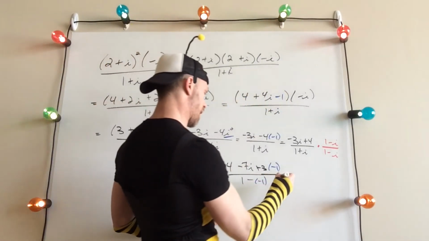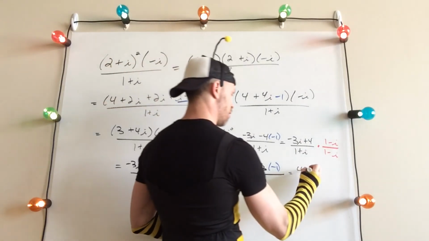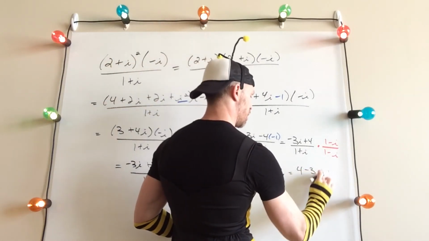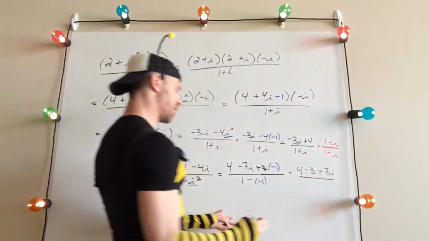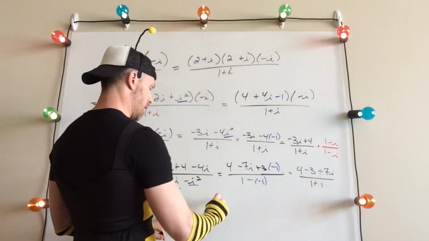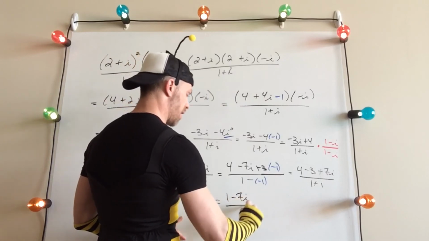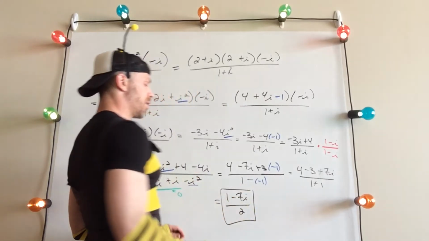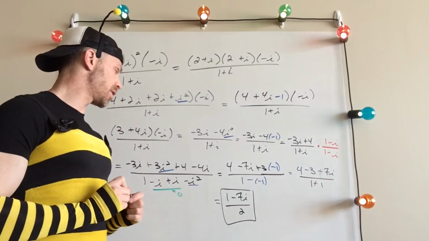So where are we at? 4 minus 3 minus 7i over 1 plus 1. So 1 minus 7i over 2. All right, so that's it.